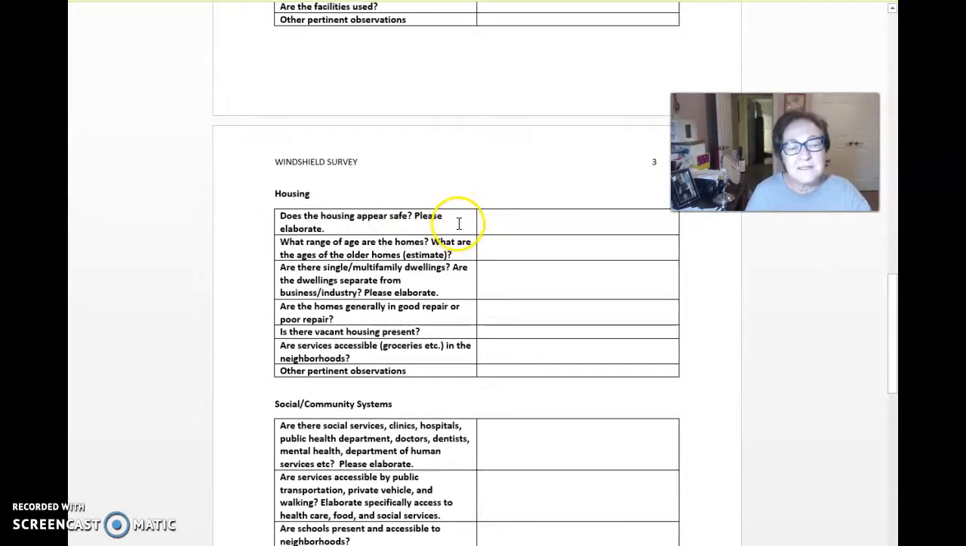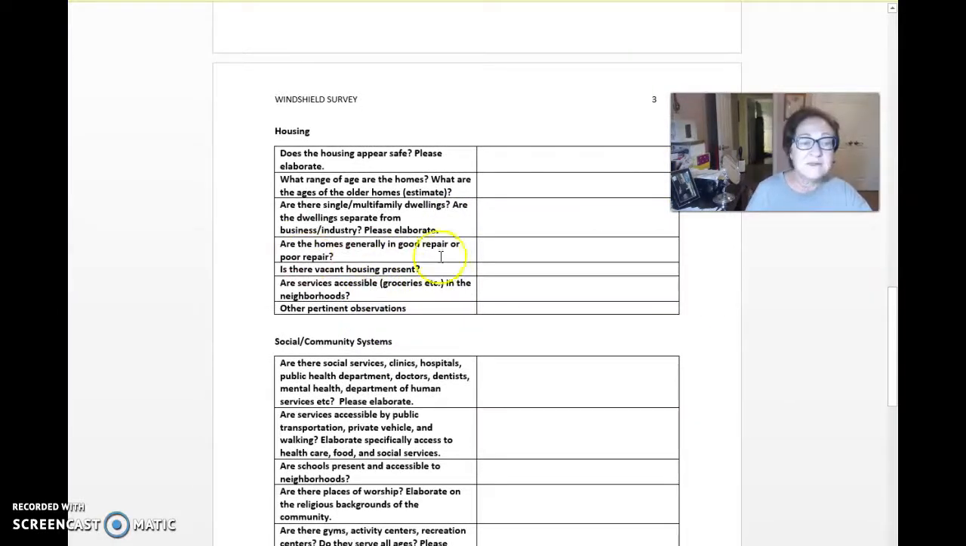Does the housing appear safe? And please elaborate. Are you going through neighborhoods where the homes are brand new, on half an acre, and the lawns are manicured, or are you going down streets where the windows are boarded up, and houses need to be demolished or repaired? Do you have a lot of public housing? Do you have a lot of apartments side by side? Are the homes in good repair or poor repair?